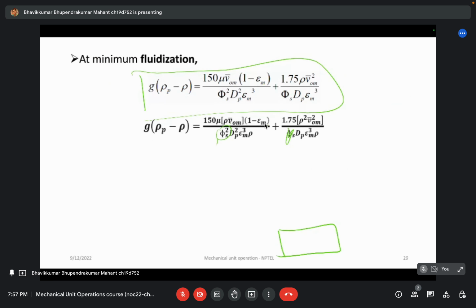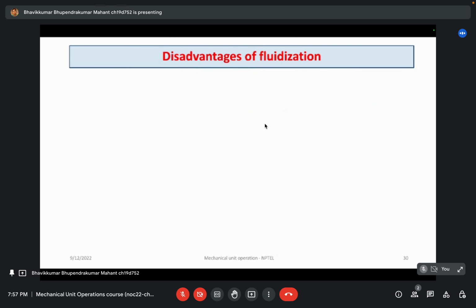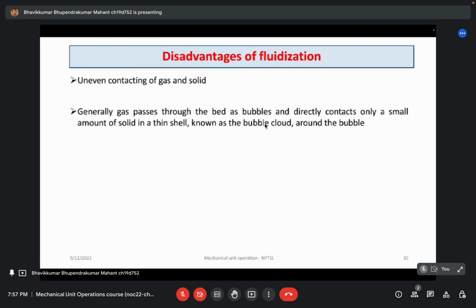Okay, that's it. Now, disadvantages of fluidization. This is also a very important topic, so I just want to touch on it: what are the different disadvantages when you are using fluidization. One is uneven contacting of gas and solid. Obviously, no uniform contact is available. Generally gas passes through the bed as bubbles and directly contacts only a small amount of solid in a thin cell known as a bubble cloud around the bubble. So there is a bubble and there is a bubble cloud.